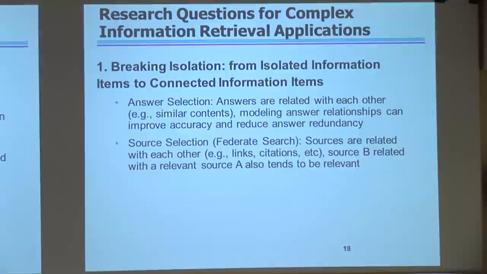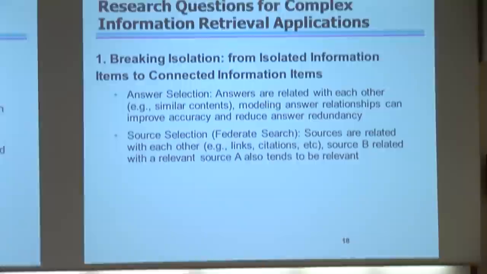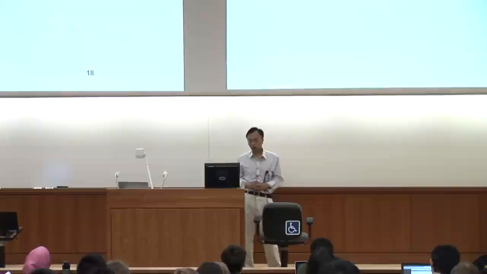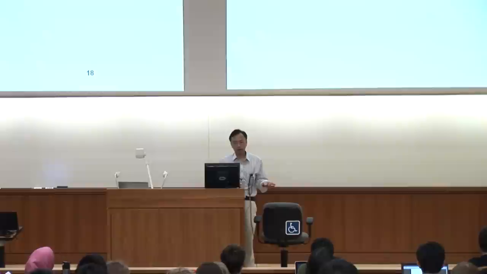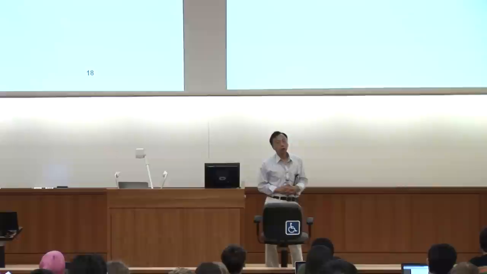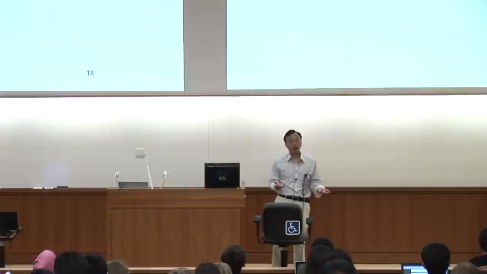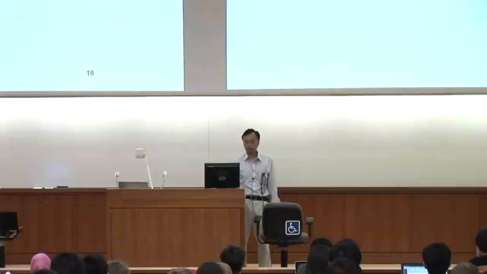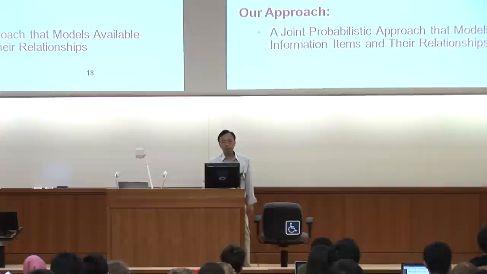So in these cases, we want to go beyond the isolated information atom, but consider a set of atoms in a joint way. This is the case, for example, for question answering, where we would like to select answers. And we are going to see how we model this in a joint manner so that we can improve answer accuracy as well as reduce answer redundancy. And this is also the case for federated search, where we have to select relevant information sources for a user query. If some of the digital libraries have a relationship, for example, one digital library may have a lot of articles referring to the articles in another digital library, then we will be in a better position to model them in a joint way to improve the ranking accuracy. So our approach is to design a joint probabilistic approach that can model available information atoms as well as their relationships.